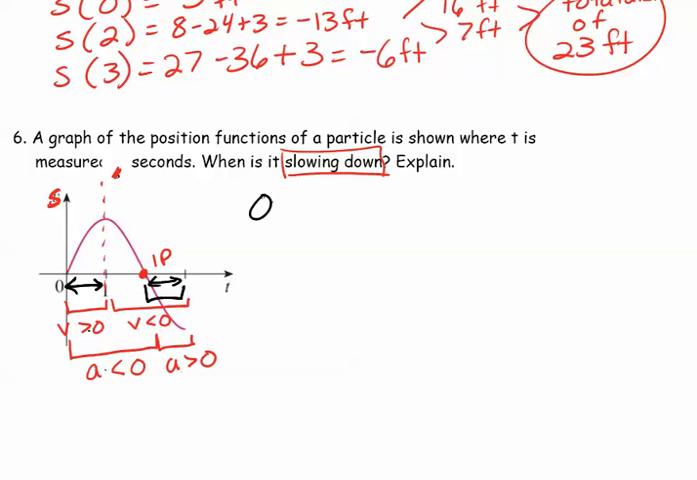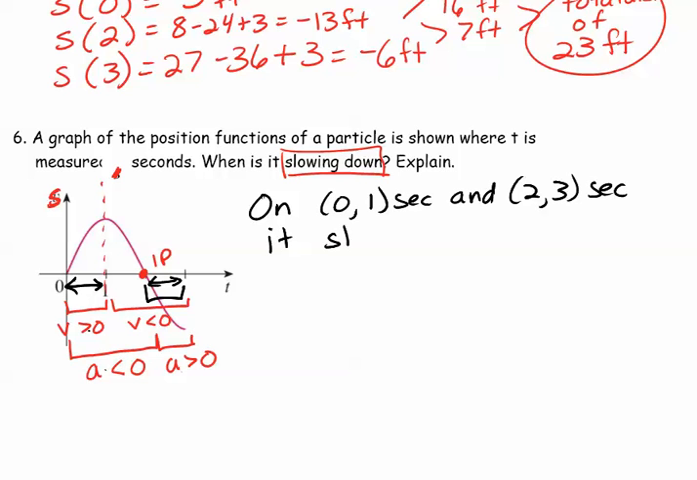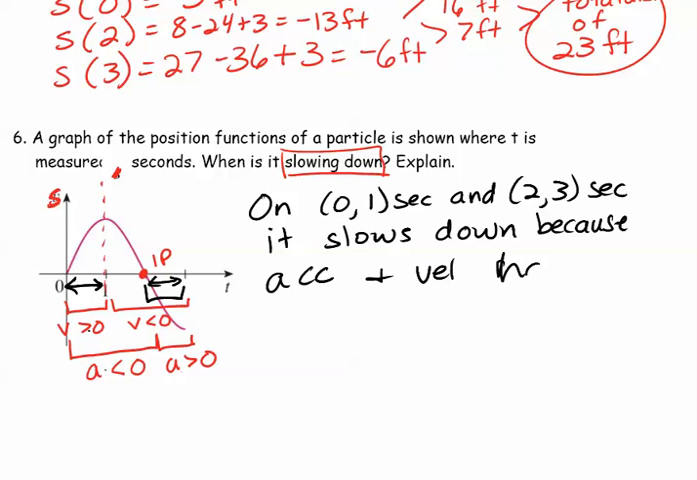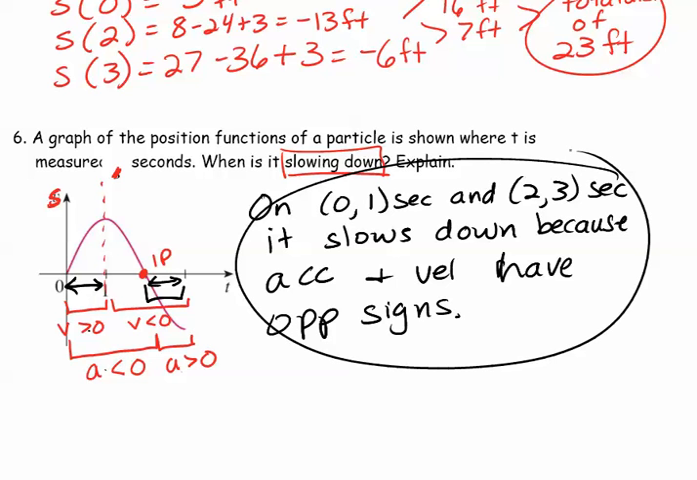So on 0 to 1 second and 2 to 3 seconds, it slows down because acceleration and velocity have opposite signs. And I think that justifies it.